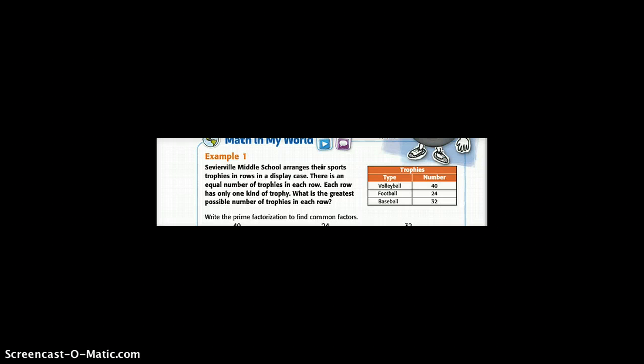It says example 1, Sevierville Middle School arranges their sports trophies in rows in a display case. There are an equal number of trophies in each row. Each row has only one kind of trophy. What is the greatest possible number of trophies on each row? So we are using this table in order to answer this question right here.